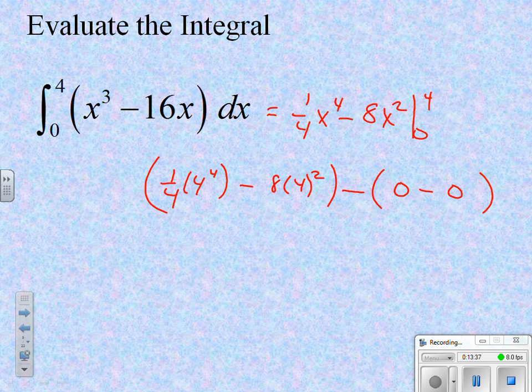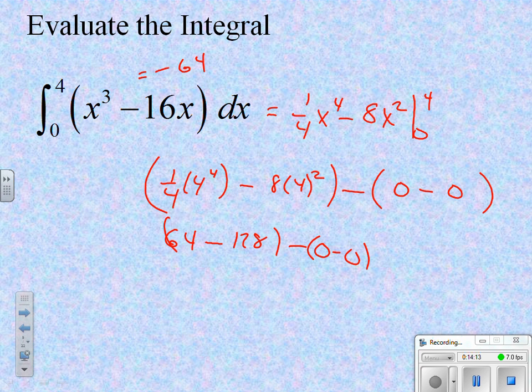All right. 4 to the 4th divided by 4. It's actually 4 cubed, isn't it? That's 64. Minus 8 times 16, minus 128. Am I on the right track here? Minus 0 gives me an integral value here of negative 64.